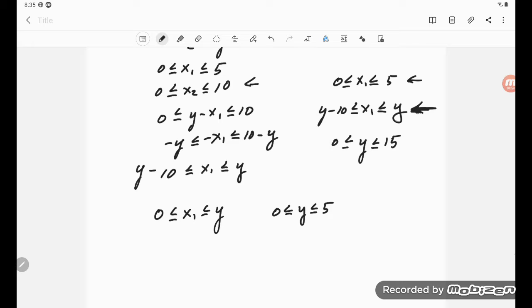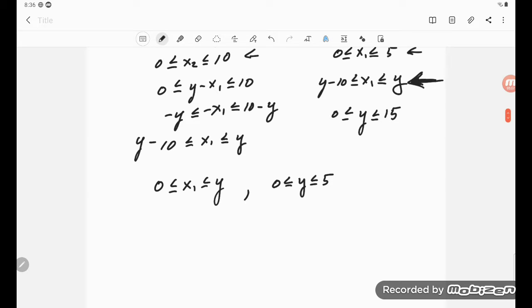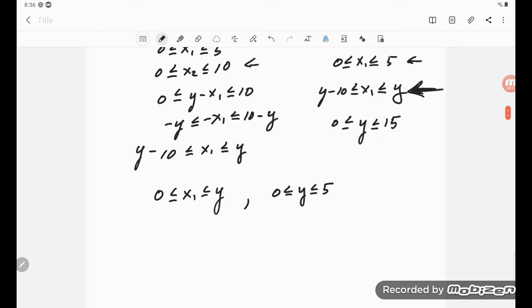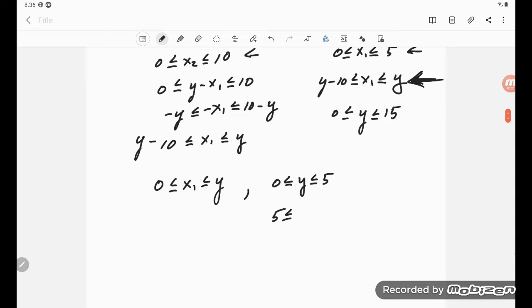Because once y gets up to 5 in this second inequality, then x1 can get no larger. Okay, so we have that. That's going to be one of our cases. Now I'm going to be sort of sloppy here and use a less than or equal to there. Probably I should use a strict inequality on one of the two of these.